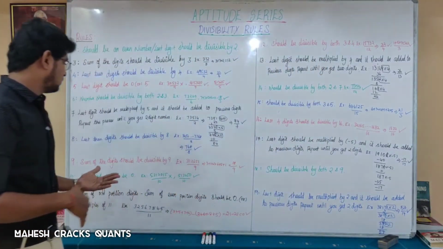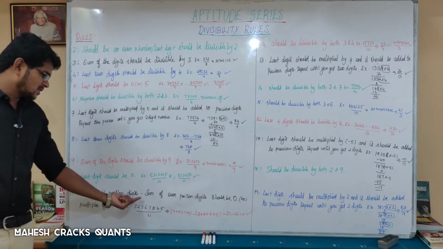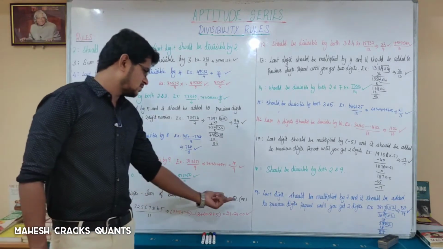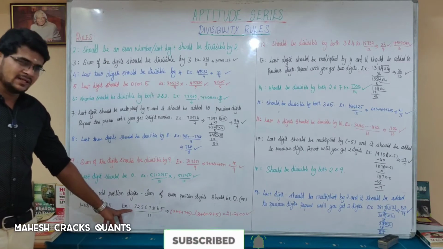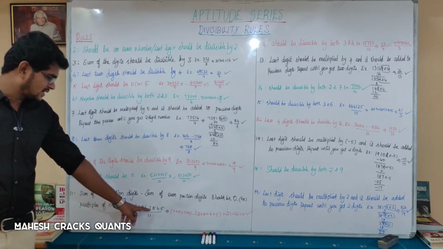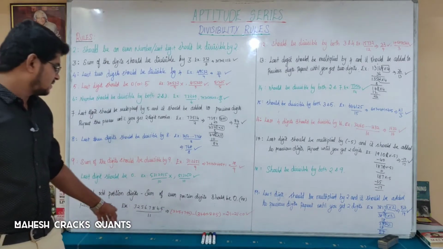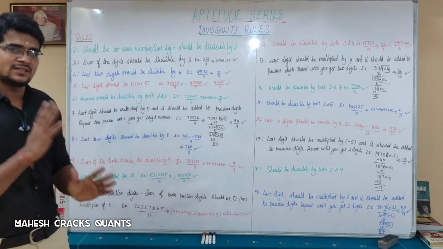The same thing we have to use here. The sum of odd place digits minus the sum of even place digits should be 0 or a multiple of 11. So here I have taken a big number, 3, 2, 5, 6, 7, 8, 6, 5. Whether this number is divisible by 11 or not is the question.